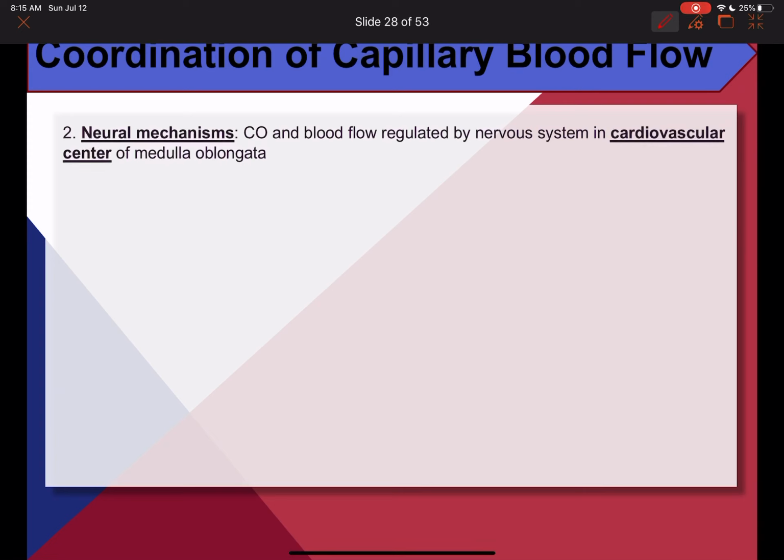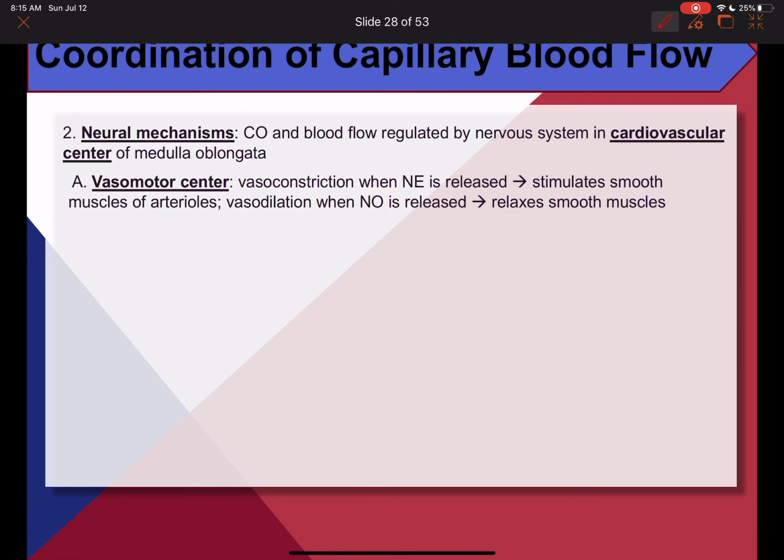So the second method is via neural mechanism, where cardiac output and blood flow can be regulated by the cardiovascular center within the medulla oblongata. Now, the vasomotor center will allow vasoconstriction when norepinephrine is released, which stimulates smooth muscles of the arterioles to constrict, okay, which means that's how we can constrict our blood vessels. Vasodilation is when nitric oxide is released, which then relaxes smooth muscle. Make sure you remember which is released for vasoconstriction or vasodilation, okay?